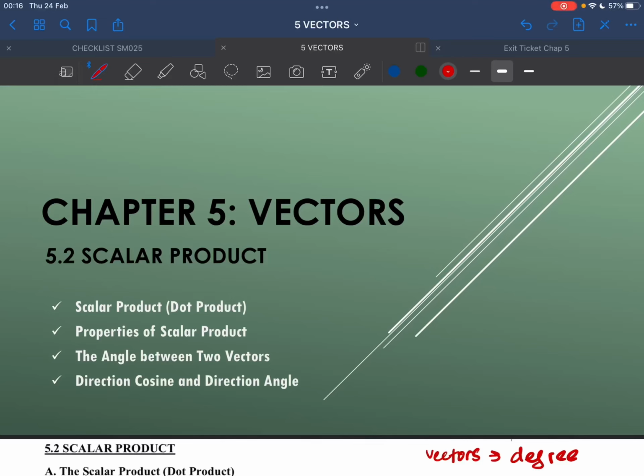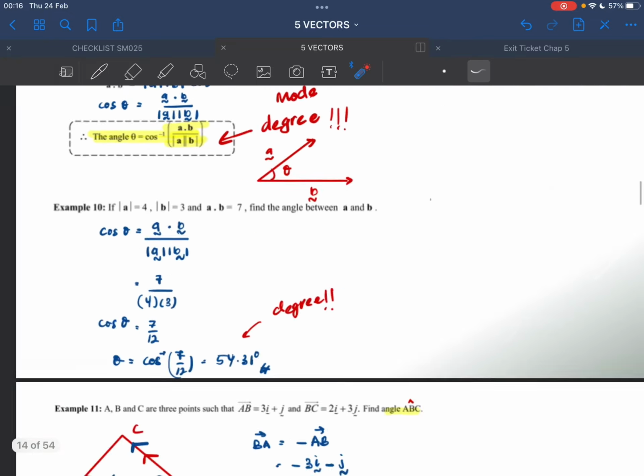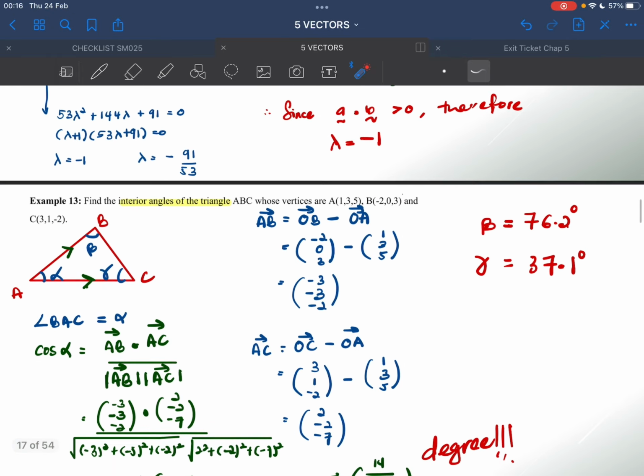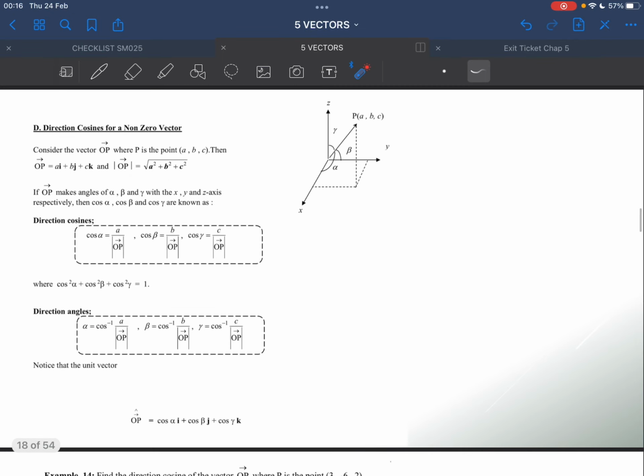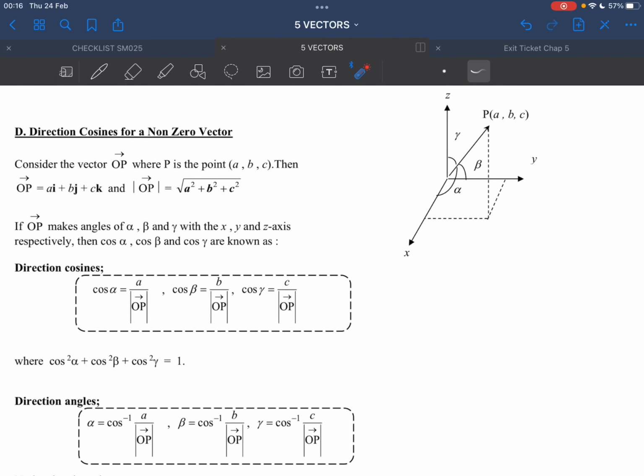Okay, so let's continue for the last part for scalar product, which is how to find direction cosine and direction angle. For direction cosine and direction angle, you have to know how to find the magnitude first. Okay, and let's see what is the direction cosine and direction angle.